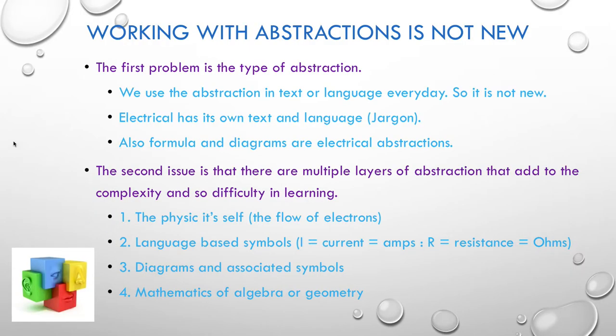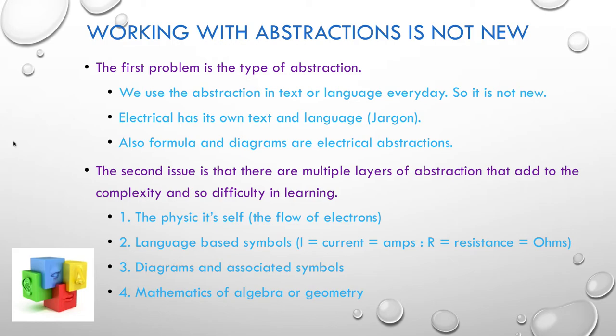So working with abstractions is not a new thing. The first problem is the type of abstraction that it is. We use the abstraction of text and language every day to talk, communicate, and explain things to each other. So it's not new. Electrical has its own text and language. We call this jargon. So you're going to need to learn and use the jargon. Also, formula, in other words, maths, and diagrams are also electrical abstractions.